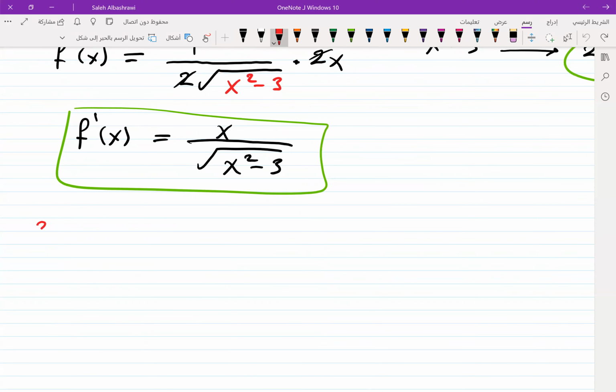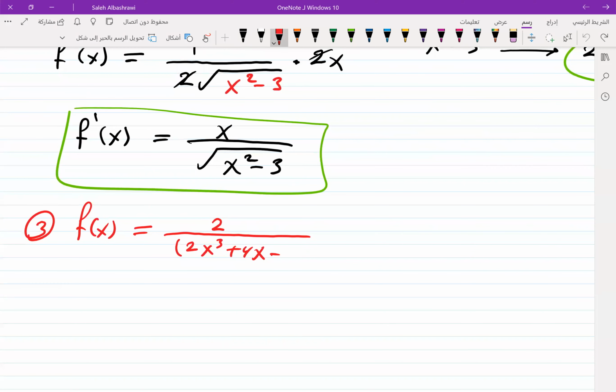Number 3. Let's find the derivative of this one. f of x is equal to 2 divided by 2x to the power 3 plus 4x minus 1, all to the power 6. This is a rational function. I can apply the quotient rule here, or I will write it as just the function to the power negative 6.